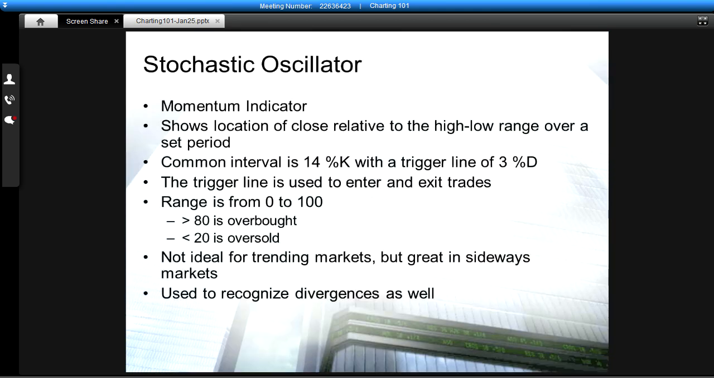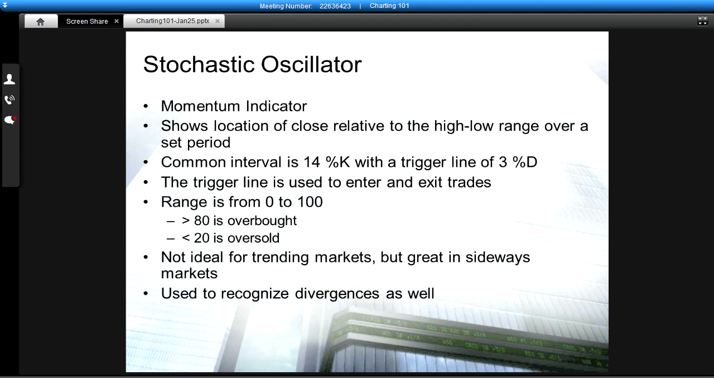The next indicator we're going to talk about is the stochastic oscillator. It's a momentum indicator. Sorry, I'm saying that wrong. It shows the current price relative to the high and low range over a set period. So the common interval is 14 with a trigger line of 3.